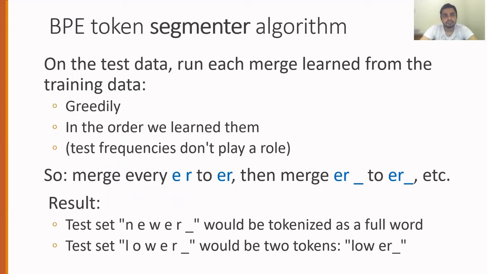Now let's look at the BPE token segmenter algorithm. On the test data, run each merge learned from the training data greedily, in the order we learned them. So merge every E R to a symbol ER, then merge ER space to ER space, etc. The result is as follows. In the test set, a new word with a space would be tokenized as a full word. The test word lower with a space at the end would have two tokens, low and ER space.